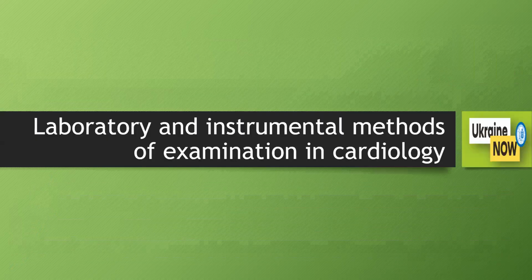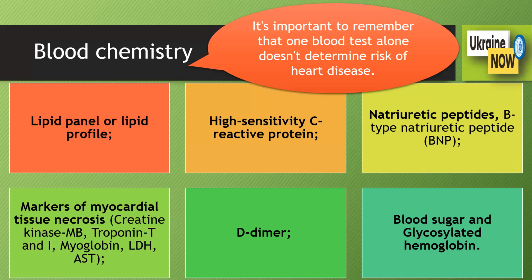Next are laboratory and instrumental methods of examination. So laboratory tests that are used to detect heart disease are lipid panel or lipid profile, high sensitivity C-reactive protein, B-type natriuretic peptide, markers of myocardial tissue necrosis such as creatine kinase B, troponin T and I, myoglobin, LDH, AST, D-dimer, also blood sugar and glycosylated hemoglobin level.